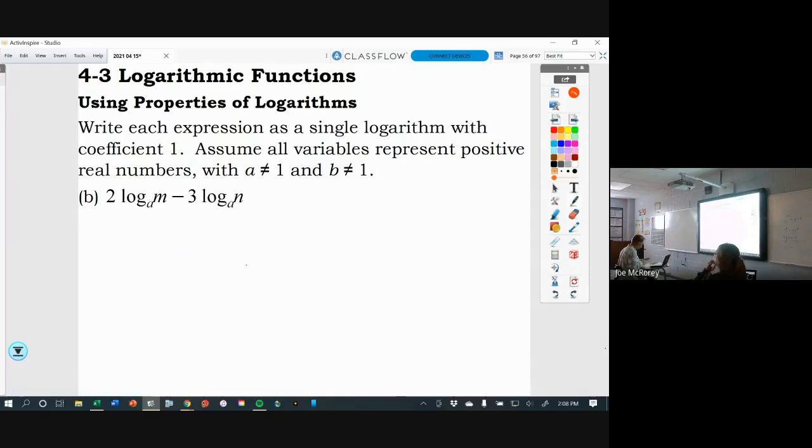Almost. Yes, amigos. Most of you had it already. Log base a. That 2 comes over here, the 3 comes over here. They're exponents. m squared over n cubed.